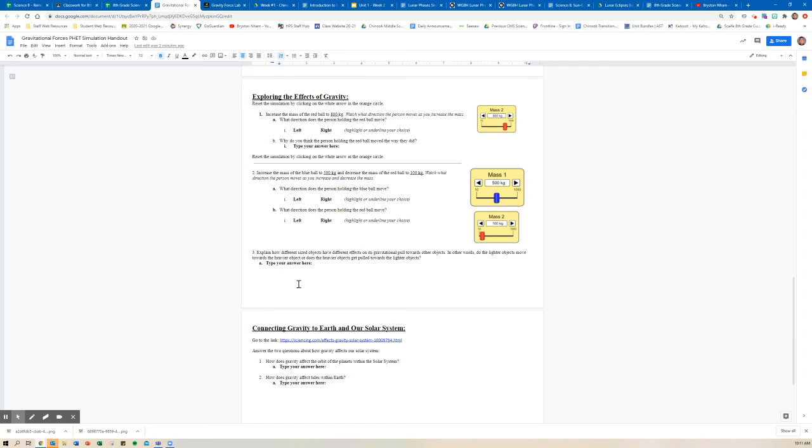Then you have a question down here for exploring the effects of gravity. Number 3, explain how different sized objects have different effects on its gravitational pull towards other objects. In other words, do the lighter objects move towards the heavier object, or does the heavier object get pulled towards the lighter object? So you're just stating a very general statement, okay?